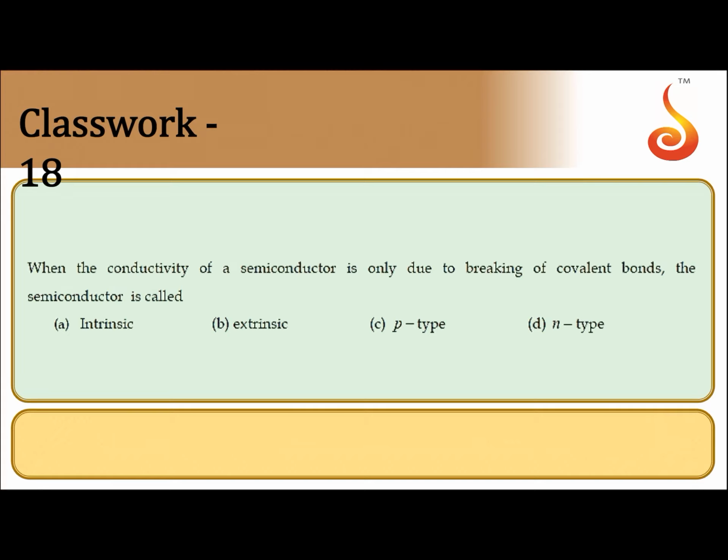So we shall move on to next one. When the conductivity of a semiconductor is only due to breaking of covalent bonds, the semiconductor is called intrinsic, extrinsic, P type, N type. See, conductivity is due to only breaking of covalent bonds. That means no impurity is added. So when no impurity is added, it is semiconductor in its pure form. That is what we call it as intrinsic semiconductor. That is option A.